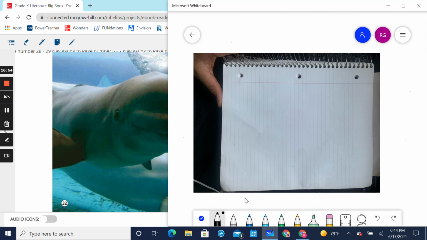So now that we have turned our paper sideways, and I need you guys to turn your paper sideways, I'm going to put 2 big circles on this paper. So we're going to put 1 big circle over here, and then we're going to put another big circle on top. Just like this.